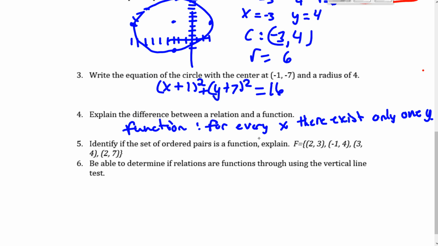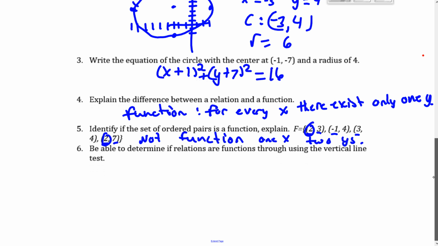Okay, so that's the difference between relation and function. Every function is a relation, but not every relation is a function. All right, identify the ordered pairs as a function. That means if I have no repeated x's, then I'm fine. But here I have an x that repeats, so I need to check the y values. This 2 has a 3 and this 2 has a 7, so this is not a function. It's a relation, but it's not a function. One x, two y's, so that doesn't work.